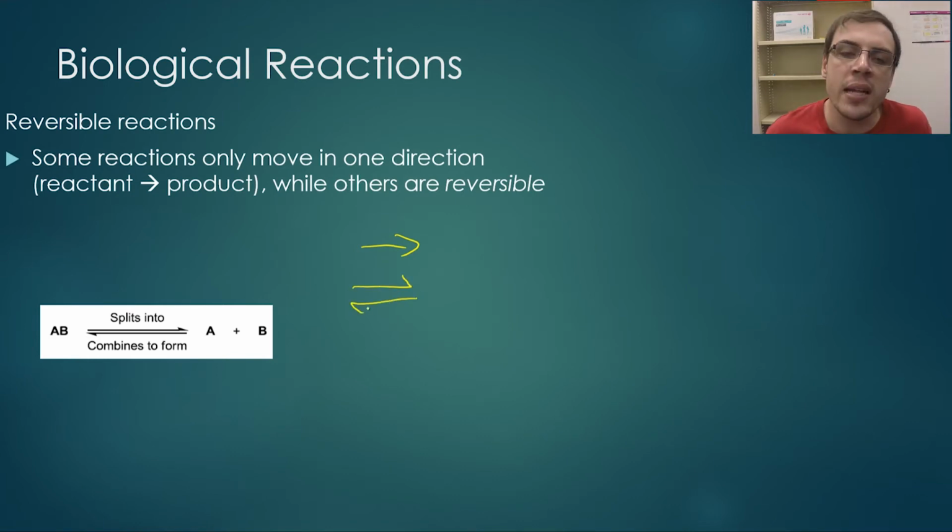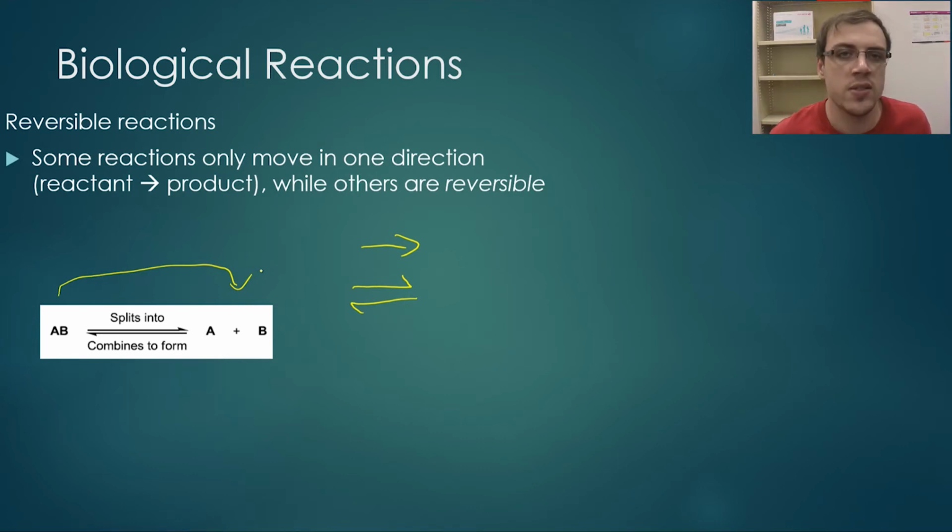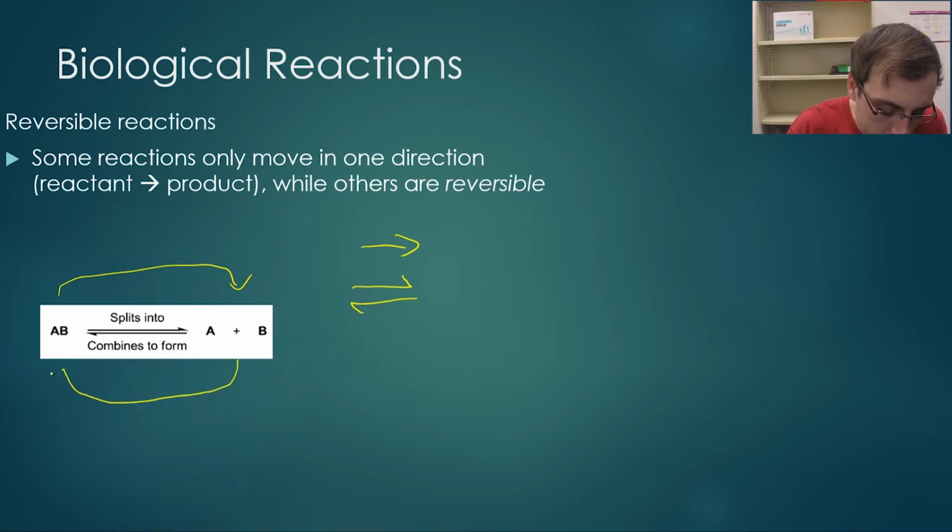And this basically means that depending on the environment, depending on what it's mixed with, this reaction can go both ways. So it could either go from AB and split to form A plus B, but depending on the circumstances, a lot of environmental conditions or concentration, the A plus B can combine again to form our initial reactant.